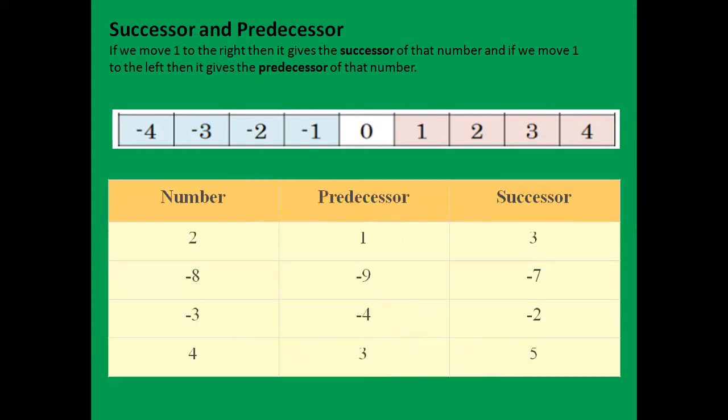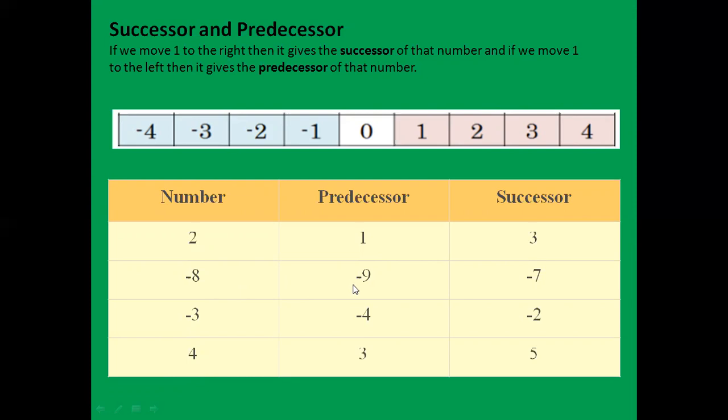Suppose here is a given number, its predecessor and successor. If the number is 2, the predecessor is 1 because it is one number backward. When we subtract one from the number, we get 1, and for the successor we add 1, so this is 3.